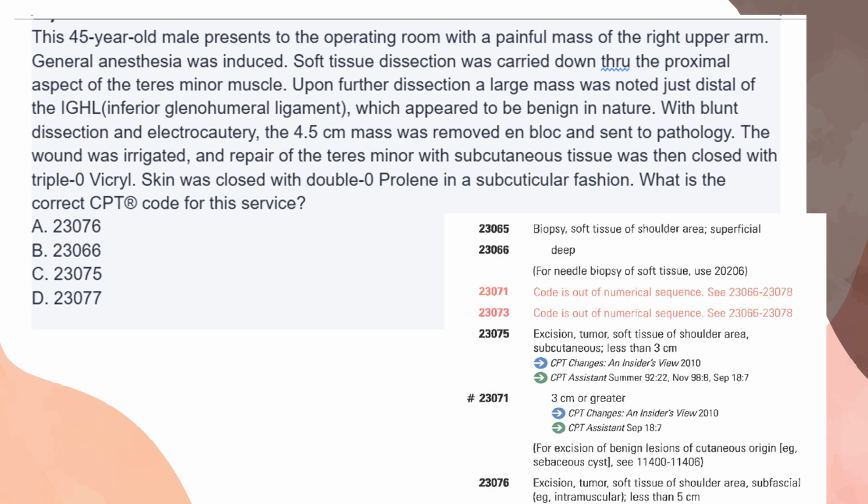So if you see this particular case, we need to eliminate the wrong answer. And 23066 is the biopsy of the soft tissue of the shoulder area, deep. So that didn't happen. There is an excision that has happened, and we need to check out which is the correct code, whether 23075 or 23076.